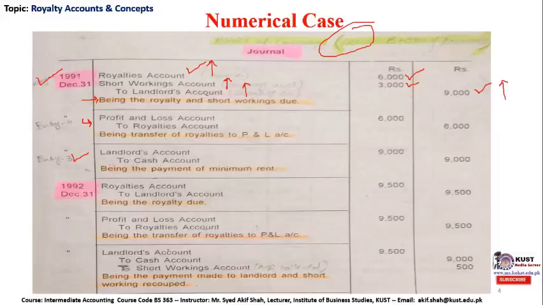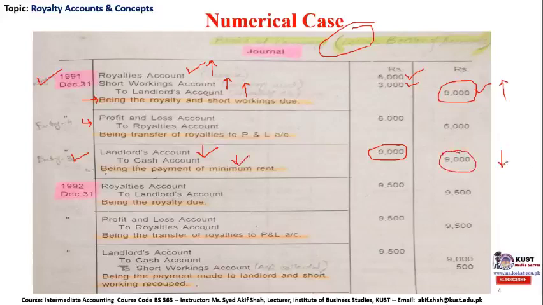So the landlord liability, which was 9,000 rupees, has a decrease in the liability account. When there is a decrease in liability, it is recorded as debit, and the cash has been paid to the landlord, which is 9,000, because we know that when there is a decrease in asset, it is recorded by credit.